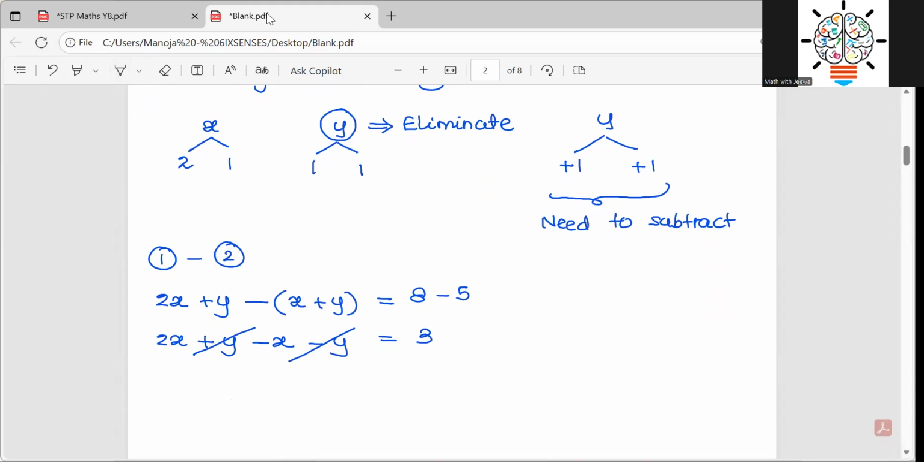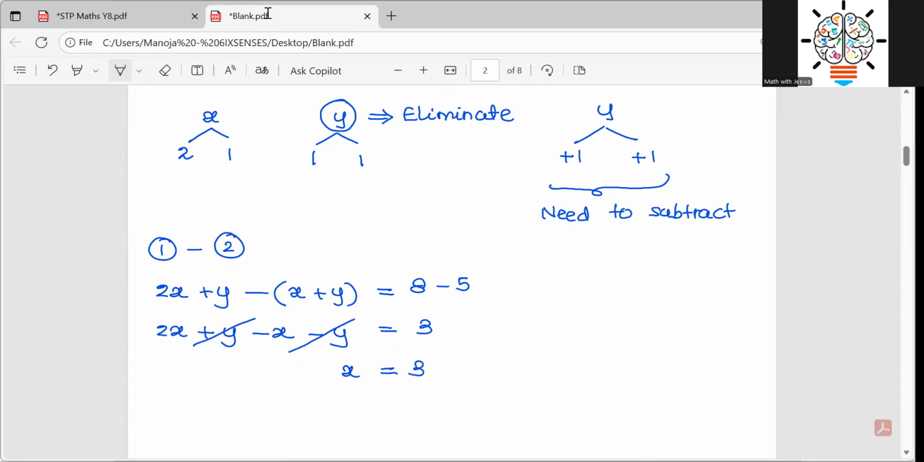Now always when you are writing the second equation, children, always write it inside the bracket, right? Then you can simplify the bracket. Negative times x, negative times y, negative y, and positive y and negative y you can cancel. 2x minus x, it is x, equal to 3. Now you find the x value, right?